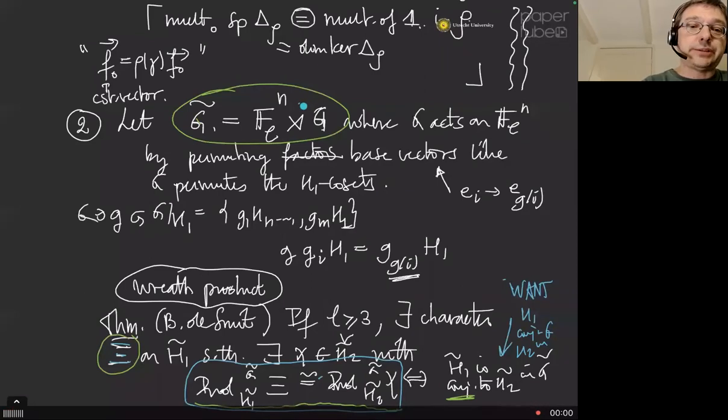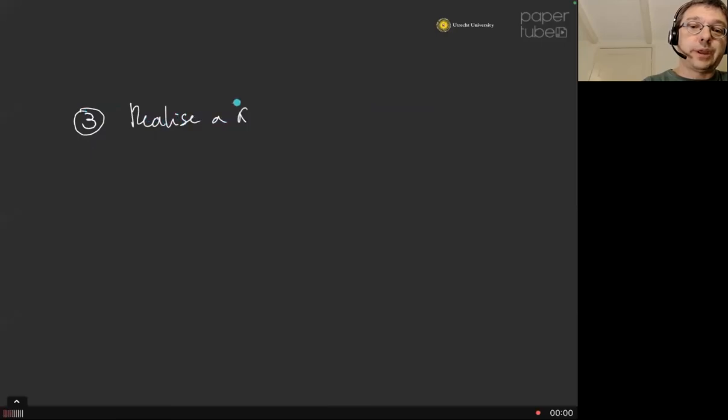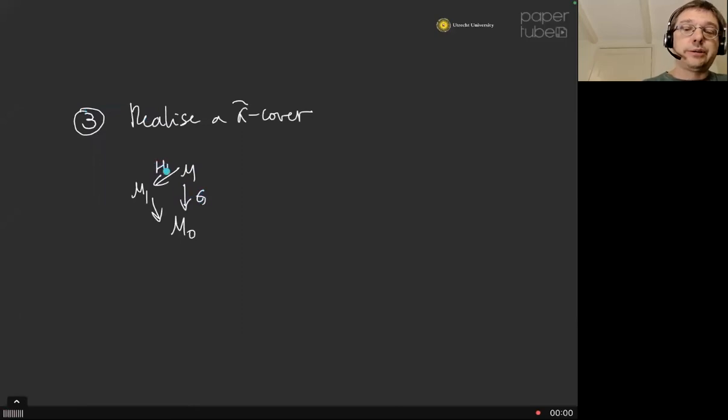So step 3 is realize a G tilde cover. And let me actually do this again by drawing the previous diagram. But only one side of the diagram. So here is our diagram with G and H1. And what I want to do now is I want to actually realize the wreath product. So I want to realize the wreath product by another cover, M tilde. This should be a cyclic cover with an elementary abelian L group as a covering group, such that this big group realizes the G tilde.